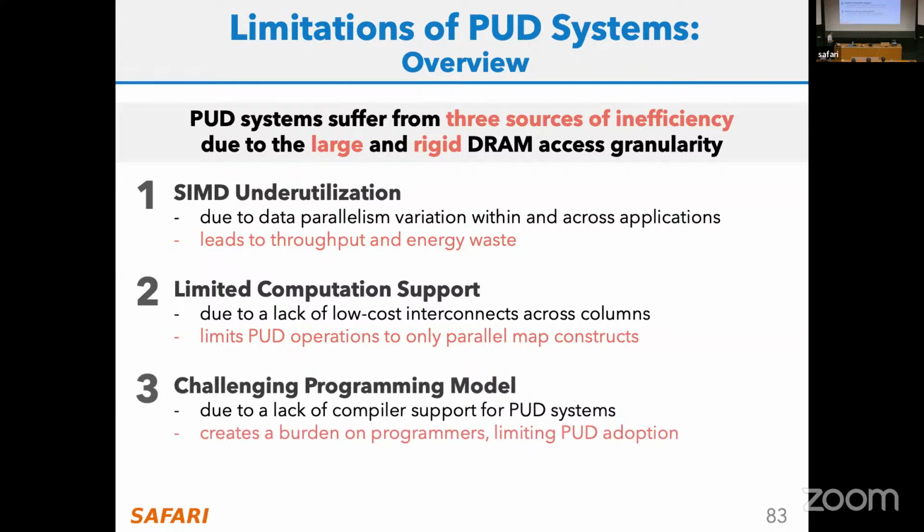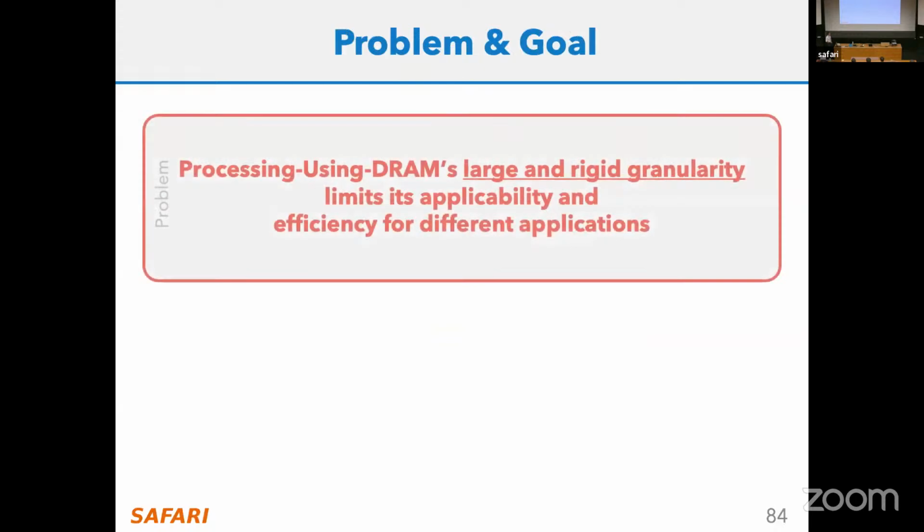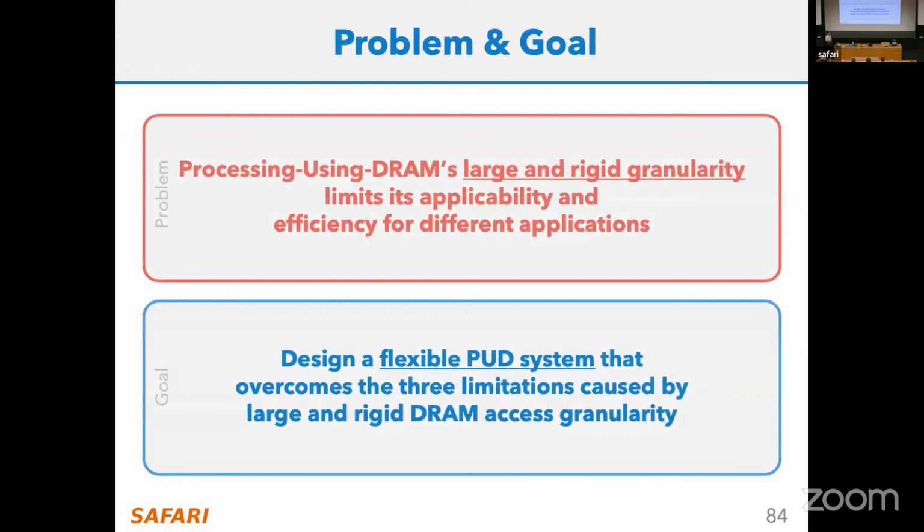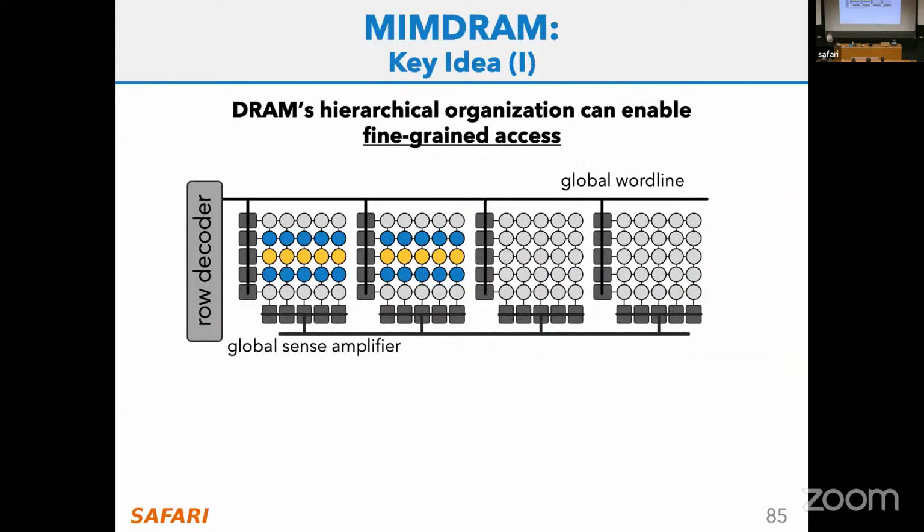And the third one is this challenging programming model, because basically this is a new substrate. You don't have a compiler that is designed to map computation to this subsystem. So the problem that we are trying to solve is that this large and rigid granularity of processing using DRAM operations is limiting its applicability to a large set of applications and also its efficiency. Our goal was to design a processing using DRAM system that overcomes these 3 limitations.